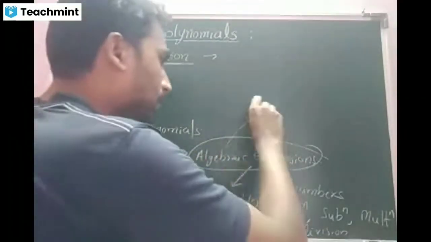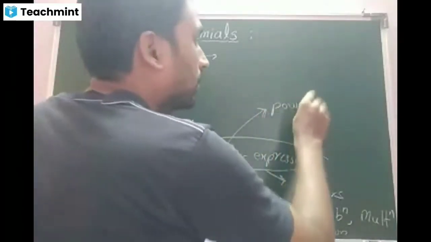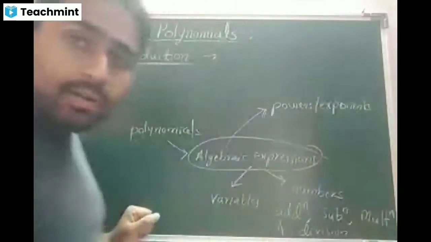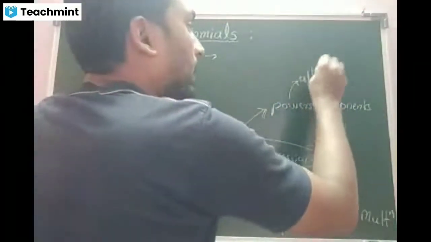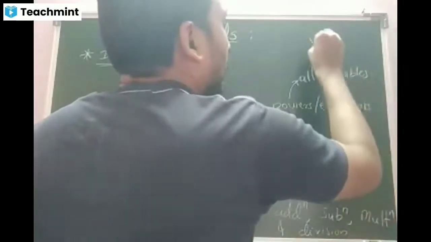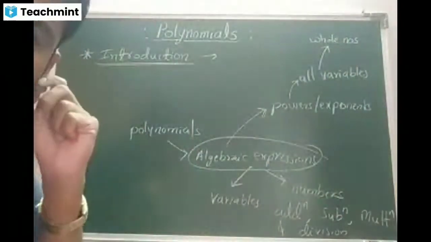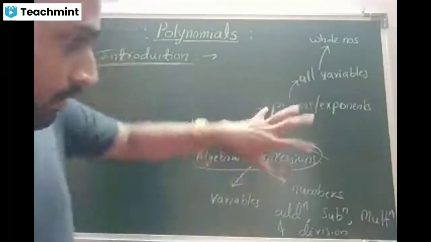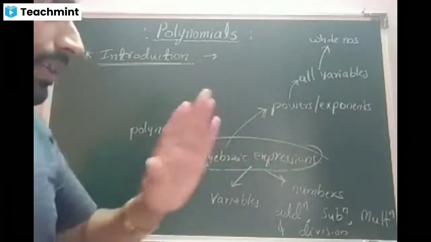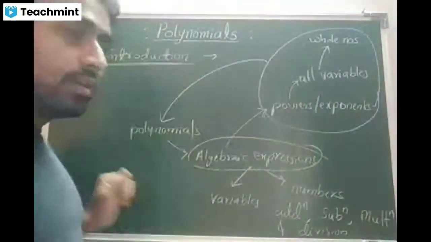Now, what is the concept? Beta, the algebraic expressions in which the powers or exponents of all variables are always whole numbers, such an algebraic expression will be termed a polynomial. Is that clear, beta? Okay, beta, look at this.